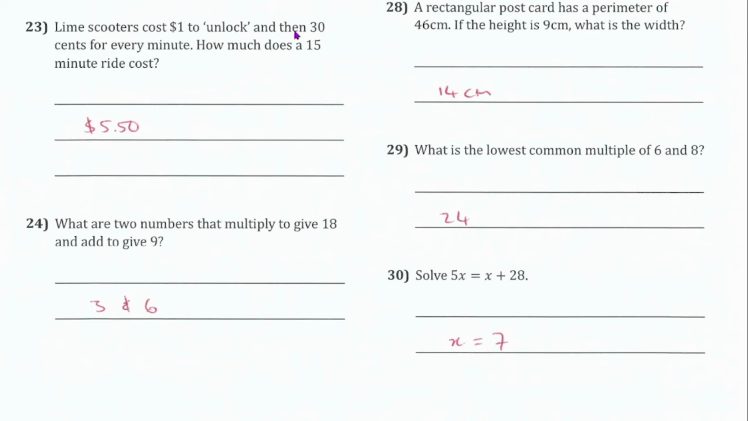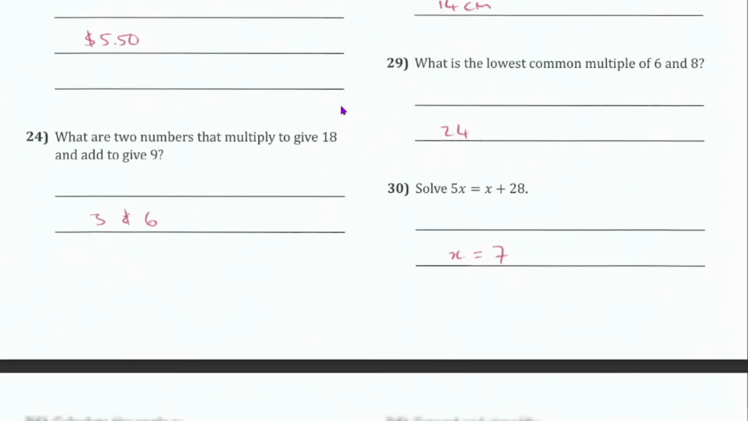Lime scooters cost $1 to unlock, and then 30 cents for every minute. Well, in a 15-minute ride, it's going to be 15 times 30. Most of us got this bit. So 15 lots of 30 gives you $4.50, but then you've got to remember to add on the $1 to unlock. So that gets you a $5.50 cost.